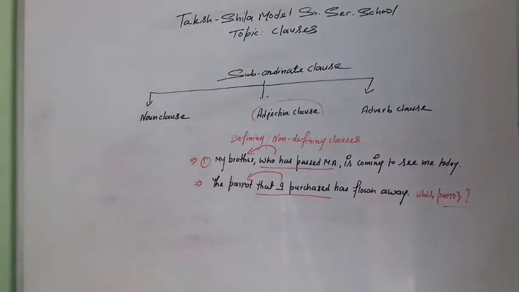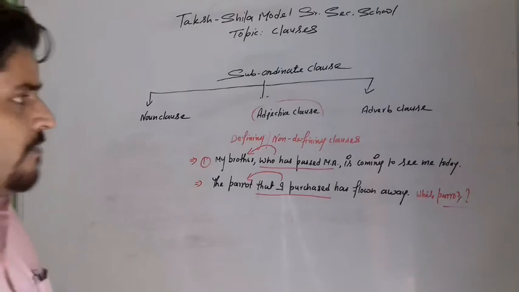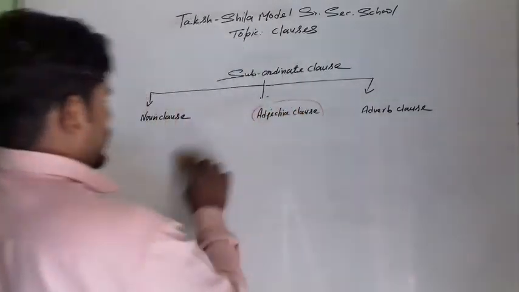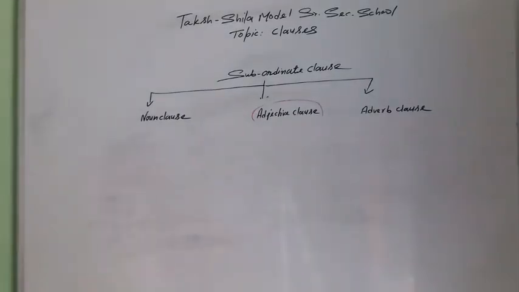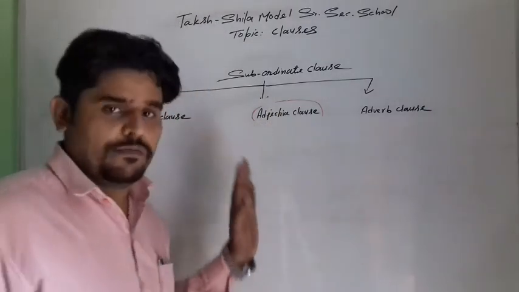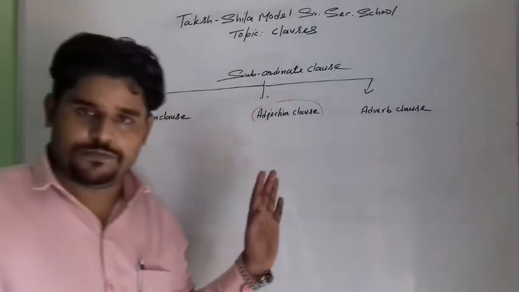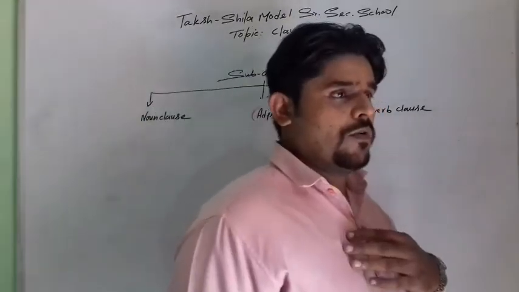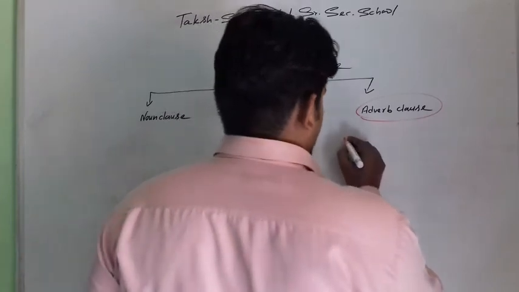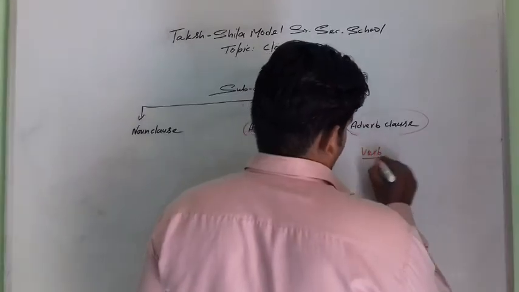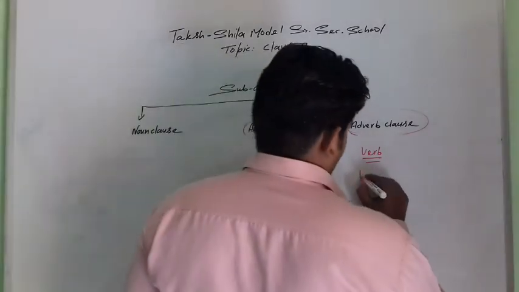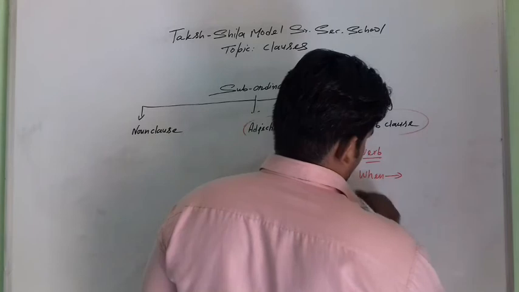Now we move on to the adverb clause. So what is an adverb clause? Students, first of all, let me take a recapitulation. For a noun clause, we just need to ask what to the verb, and for an adjective clause we just need to ask what kind of or which. Now let us move on to the adverb clause. What is an adverb? An adverb is a word that modifies the meaning of a verb. How? Ask the verb.